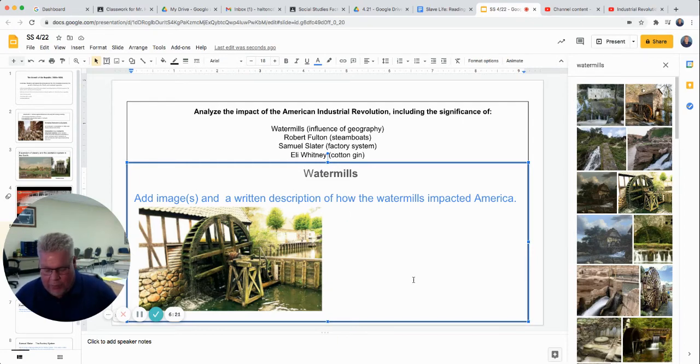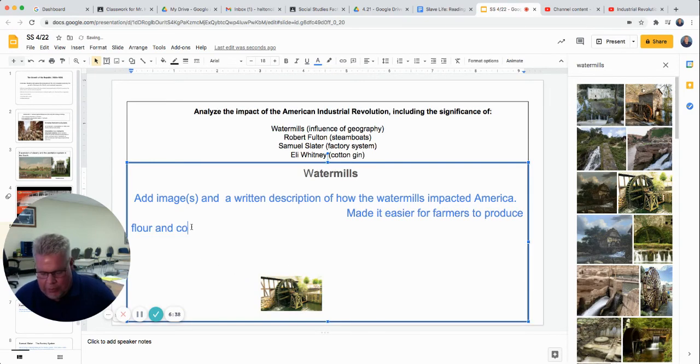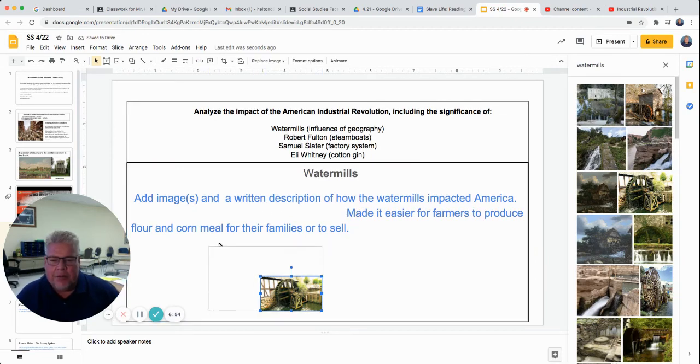Well, the water mills made it easier for farmers to produce flour, and I think you might need to type it before you put your picture in because you can't see flour and cornmeal for their families or to sell. Okay, so just put me some fact in there. One fact. You can look it up. You may know something about it. Okay, and then include your picture as well.